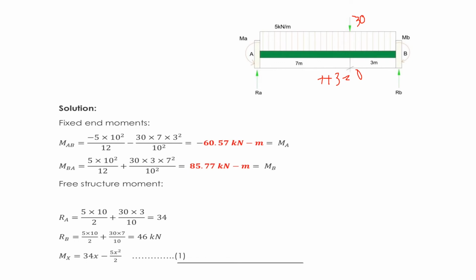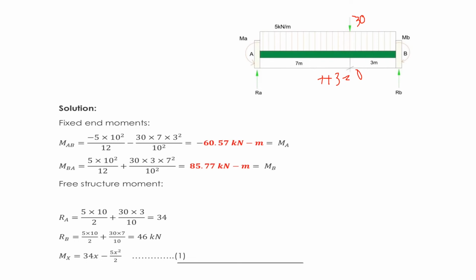So free structure moment. RA is 5 times 10 over 2, 30 over 30 times 3 over 10 equal to 34 kilonewton. RB, from RB is 5.